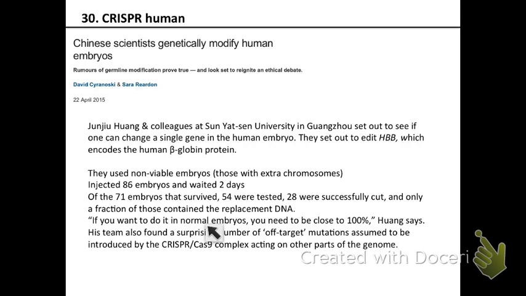So you need to have 100% efficiency, so you don't actually kill the embryo, right? And you don't want any off targets. So basically, his team also said that there was a surprising number of off-target mutations that they assumed to be introduced by the CRISPR-Cas9 acting at the other regions of the genome, right? So now researchers are trying to get these off-target effects much lower, increase the efficiency of homologous recombination, etc.